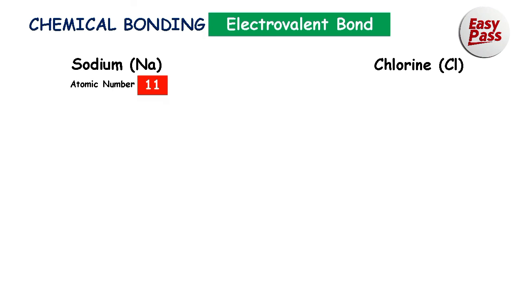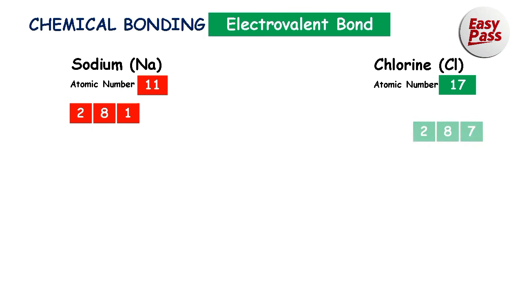Sodium has an atomic number of 11, then chlorine has an atomic number of 17. The electronic structure of sodium is 2,8,1. For chlorine, we have 2,8,7. What happened is that sodium wants to belong to group 0 or group 8, while chlorine wants to belong to group 0 or group 8.